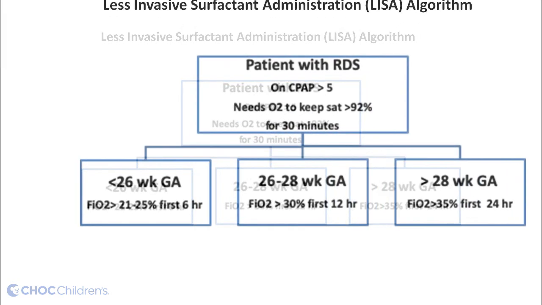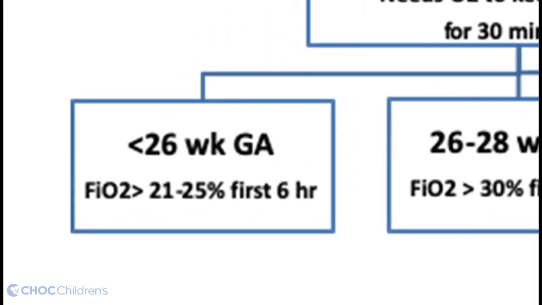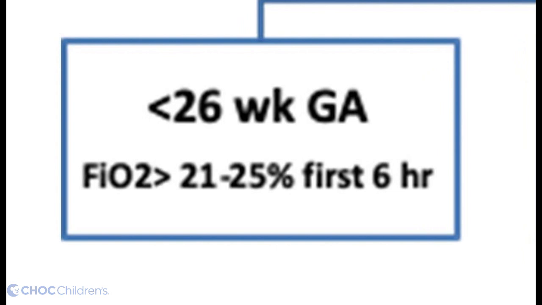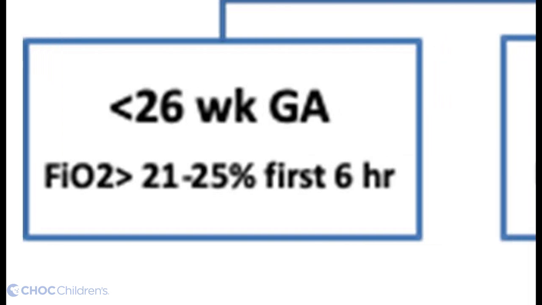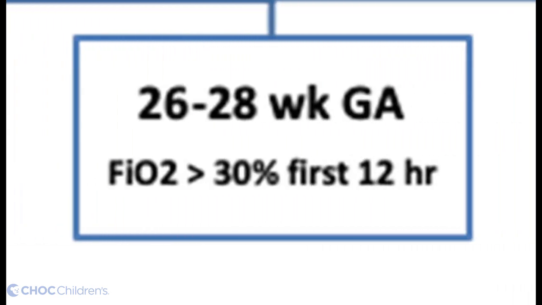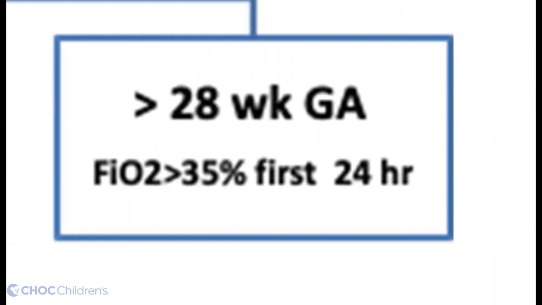Inclusion criteria. Patients that are less than 26 weeks of gestational age on oxygen greater than 21 to 25% in the first 6 hours of life. Patients 26 to 28 weeks gestational age on oxygen greater than 30% for the first 12 hours. And lastly, patients greater than 28 weeks gestational age on oxygen greater than 35% for the first 24 hours.